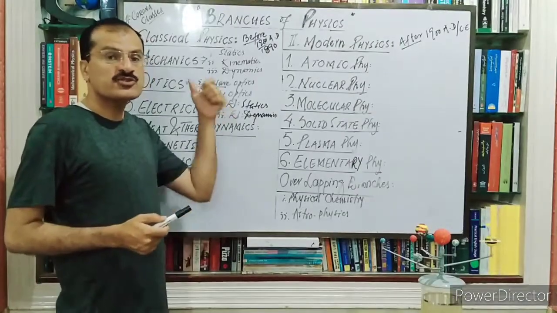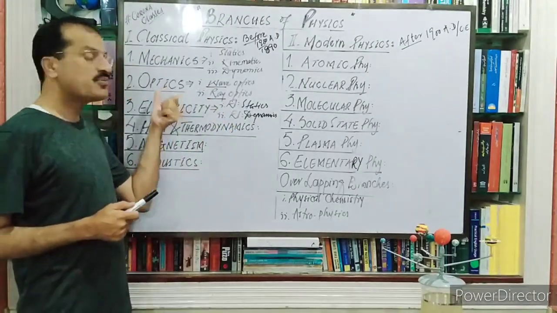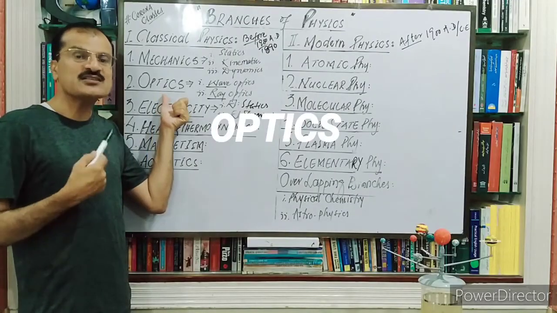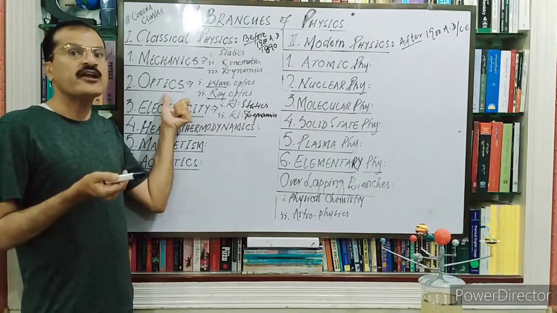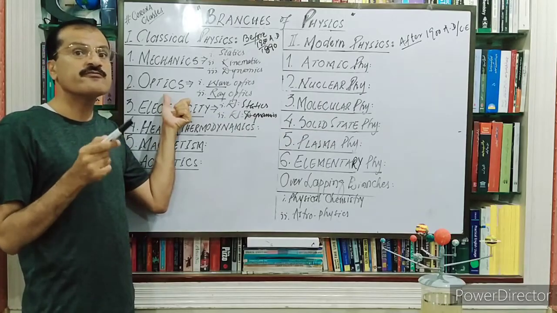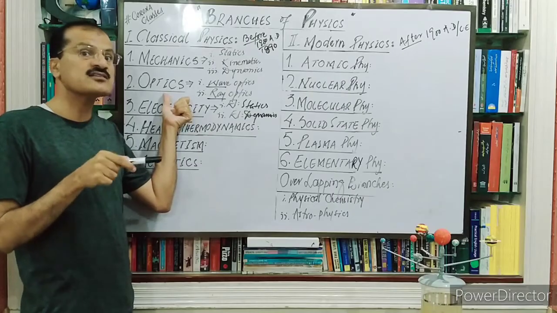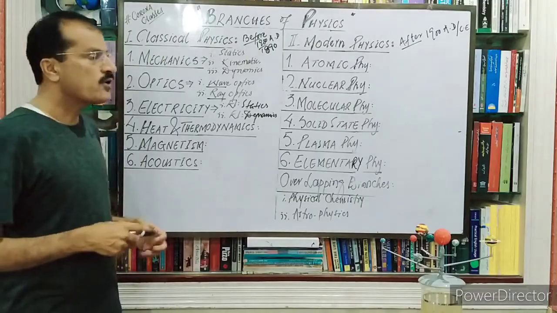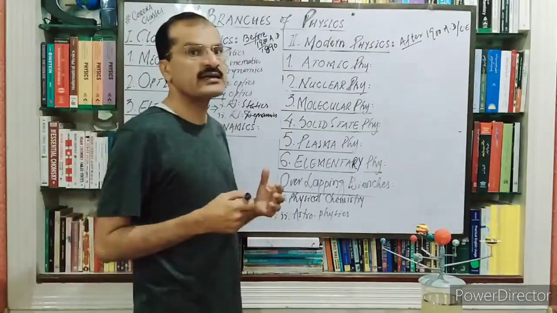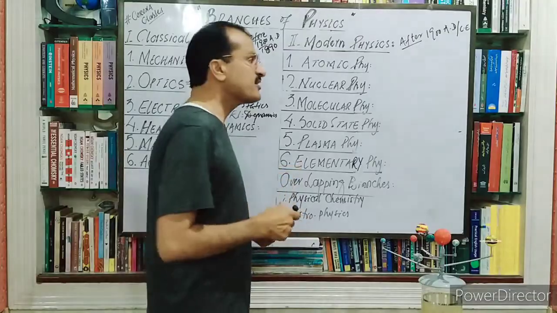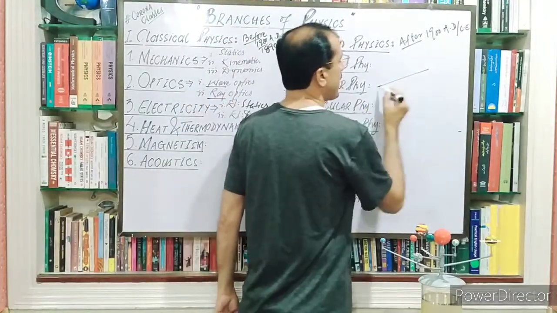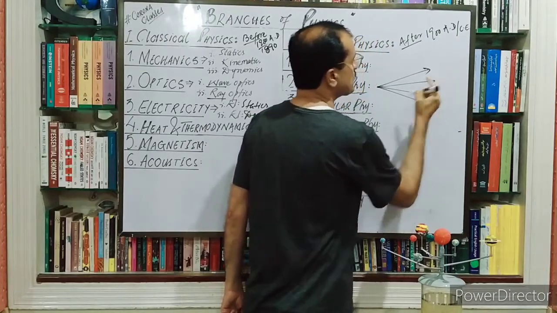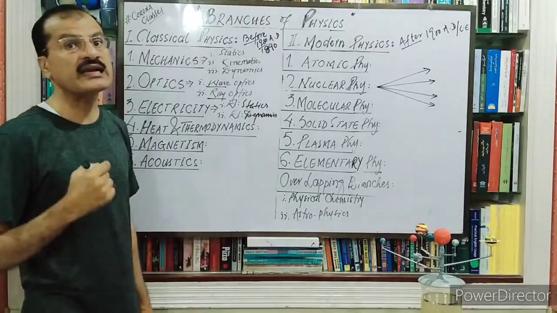Yes, my dear students, after mechanics, the next important branch of the classical physics is the optics. Optics is actually the scientific study of light, and for studying about the different phenomena or properties of light, we use two types of scientific models. First model was developed by Newton, that light always travels along the straight line, and these straight lines are known as the rays. So that is why Newton's model is known as the ray model.